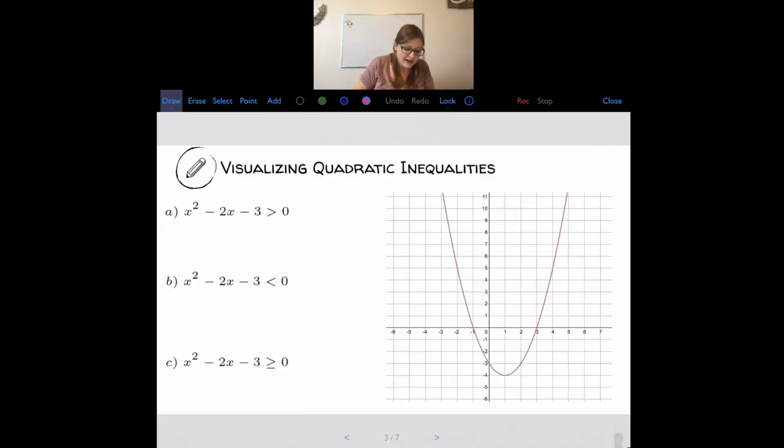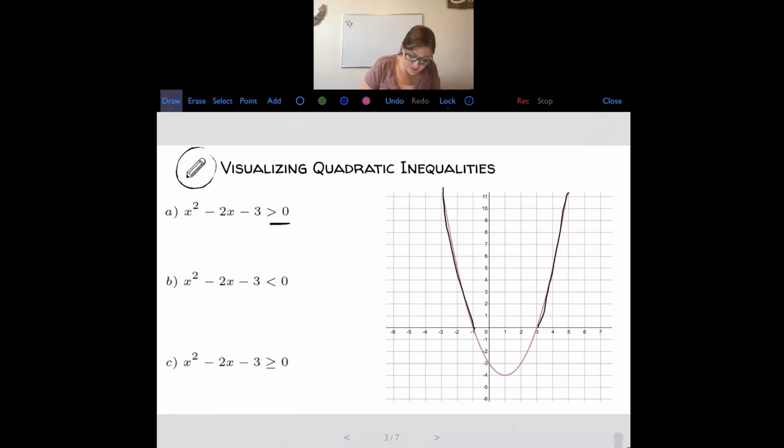Okay. So what I have here is there's a lot on the screen. A, B, and C have the same quadratic, x squared minus 2x minus 3, but then our inequality is looking for something a little bit different each time. On the right-hand side, I have the graph of x squared minus 2x minus 3, okay? So this first part A, is looking for greater than 0. Greater than 0 means positive values or where y is positive, okay? So values above the x-axis. So we're looking here and here.